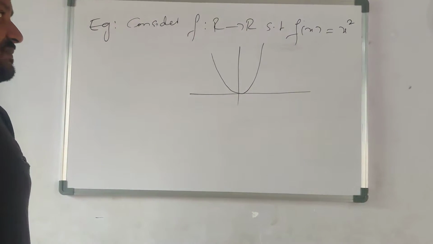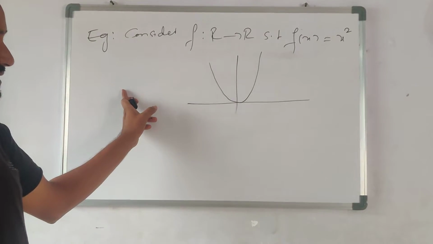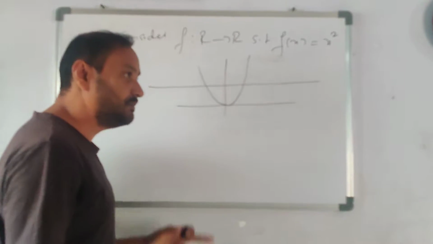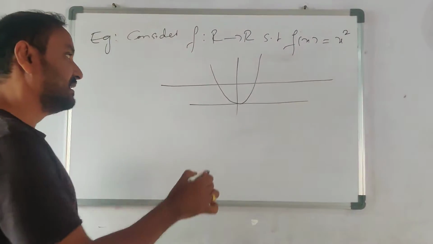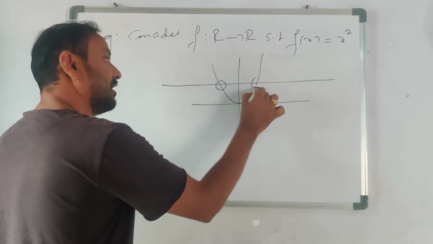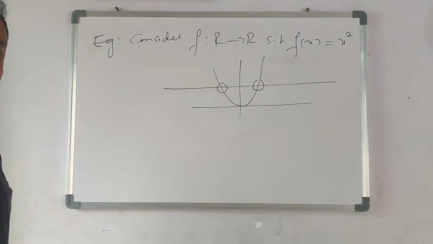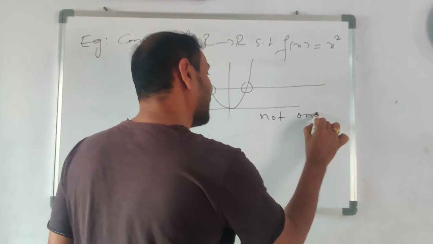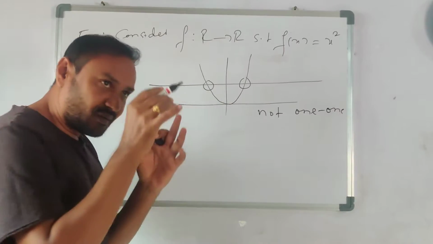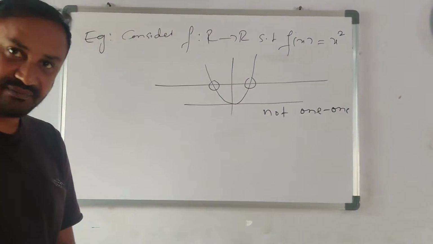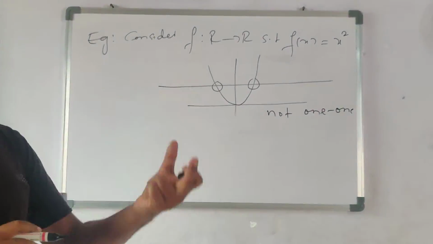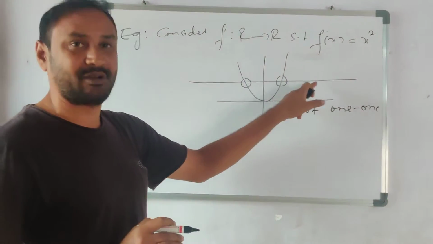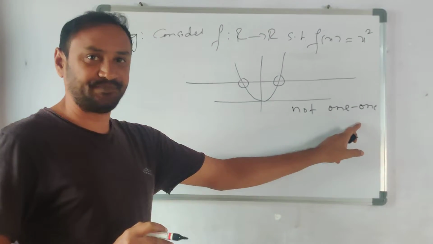Here, observe this first. Draw any line parallel to the x-axis on the graph. This line intersects the graph at more than one point. It is not one-one, because according to the definition, when you draw a line parallel to the x-axis on the graph, if it intersects the graph at only one point, it is one-one. Clearly this line intersects the graph at more than one point. That's why it is not one-one.